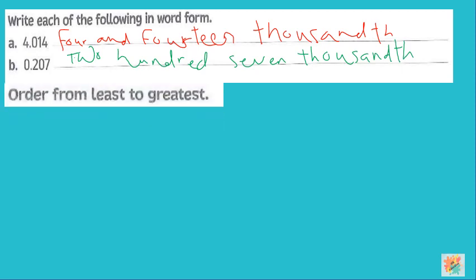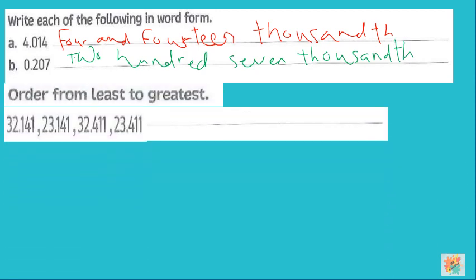The next question, order from least to greatest. Who is the smallest to the biggest? This question is very important. Which is the smallest number? 32, 23, 32, 23. Of course the 23 is the smallest. Here 0.1, here 0.4, so of course 0.1 is the first.